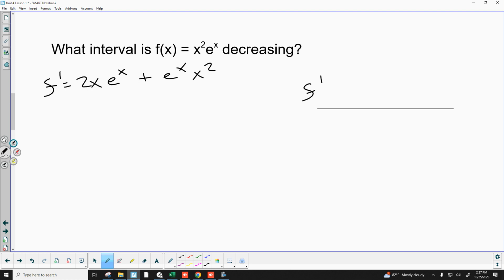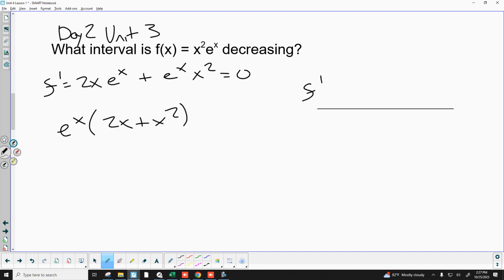All right, good. So, reminding us to find an interval when a function's decreasing. This is like your day 2 of unit 3. You take your derivative, you set it equal to 0. It's not something that's easily done if you look at it right here, but after factoring out the e to the x, and honestly forgetting about it because it's a positive, you're like, oh, when does 2x plus x squared equal 0? Hopefully many of you are like, oh, I could just factor out an x.